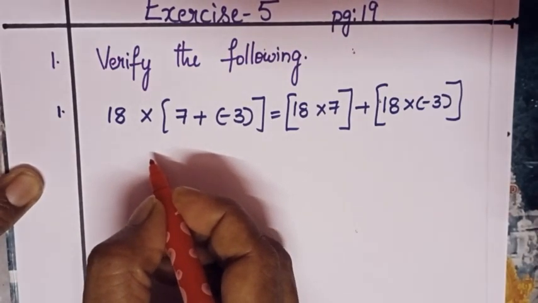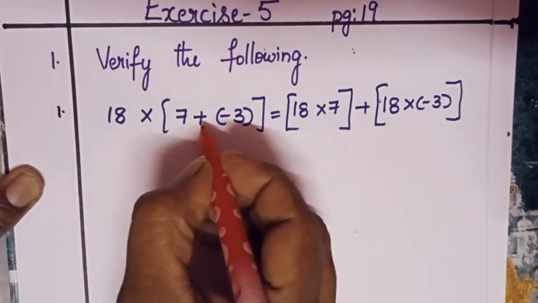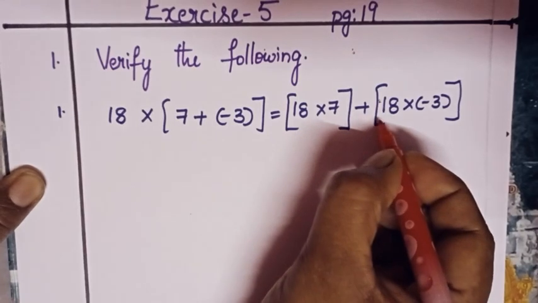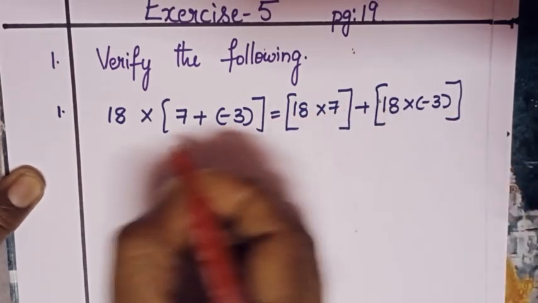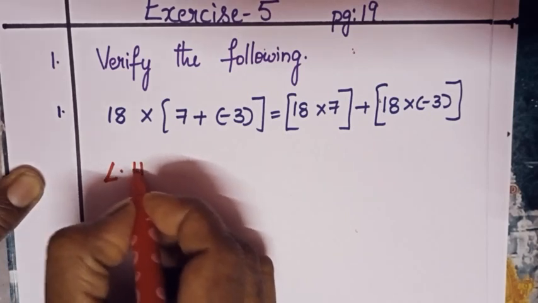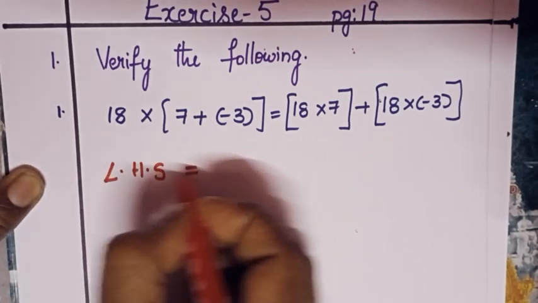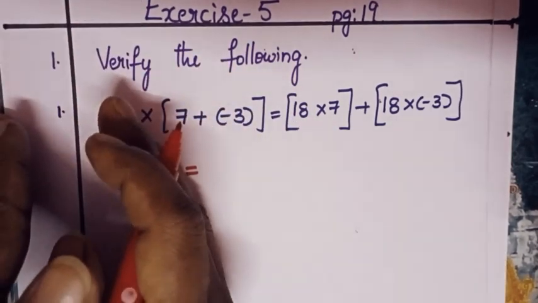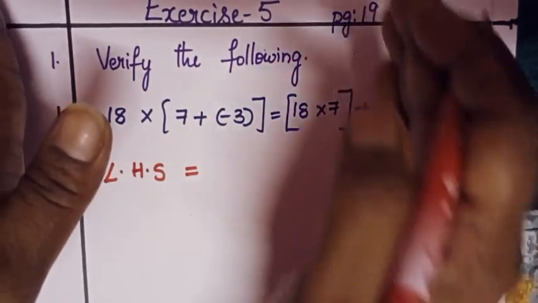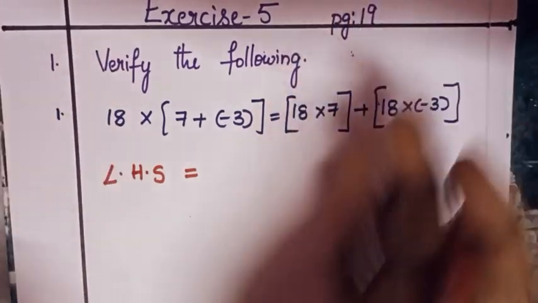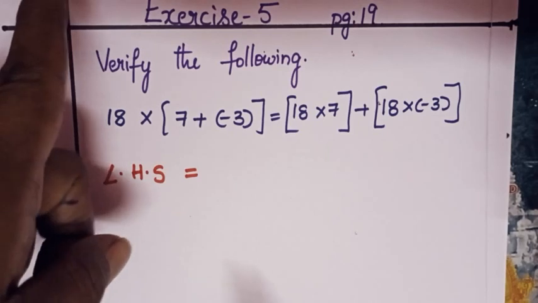Verify the following, children. 18 into 7 plus of minus 3 equals 18 into 7 plus 18 into minus 3. Let us take first LHS. What is meant by LHS, children? Yes, left hand side. This is the left hand side and this is the right hand side. Show your right hand, children. Yes, this one. And this is the left hand.